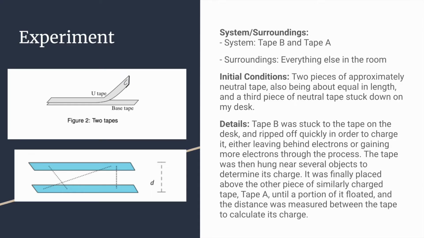So for the initial conditions, it was 2 pieces of approximately neutral tape, also being about equal in length, and a 3rd piece of neutral tape which was stuck down on my desk. So for the details of the experiment, tape B was stuck to the tape on the desk and ripped off quickly in order to charge it, either leaving behind electrons or gaining more electrons through the process. The tape was then hung near several objects to determine its charge. It was finally placed above the other piece of similarly charged tape, tape A, until a portion of it floated and the distance was measured between the tape to calculate tape B's charge.